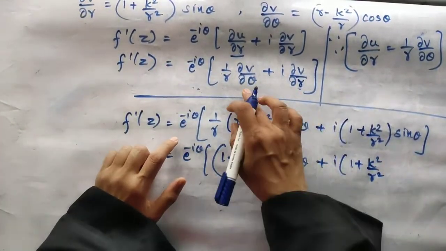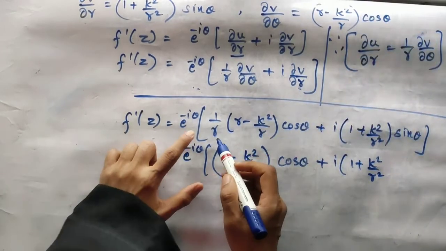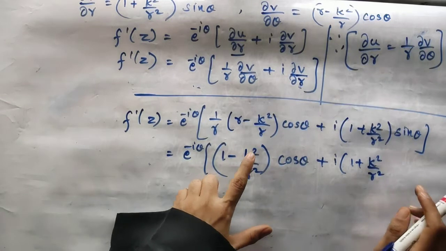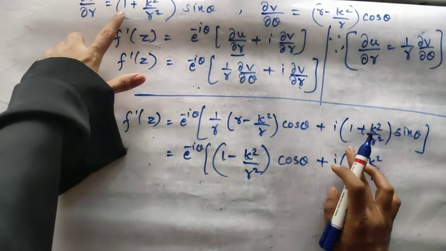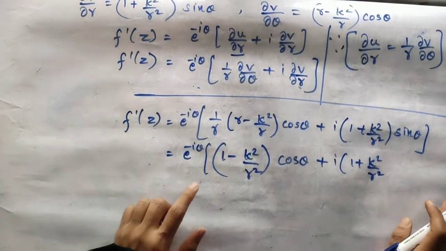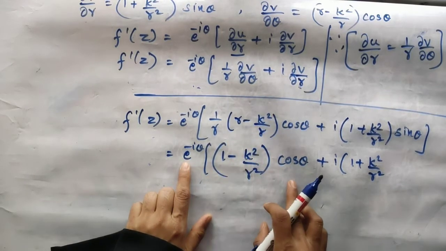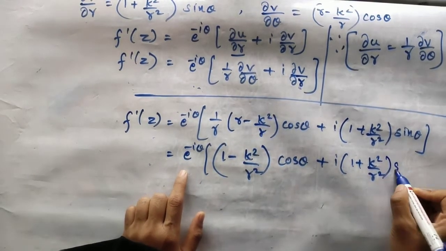What is dou v by dou theta? It is this 1 by r as it is. Dou v by dou theta is r minus k square by r cos theta plus i into dou v by dou r 1 plus k square by r square sine theta. Now take this 1 by r inside, you will have 1 minus k square by r square cos theta as it is, and the remaining part as it is over here.